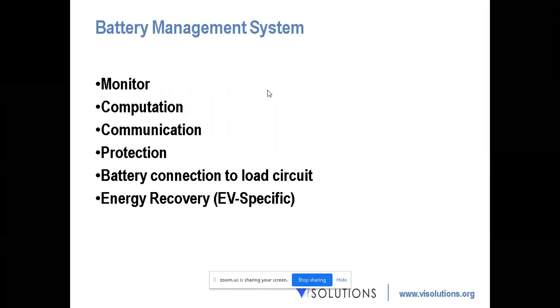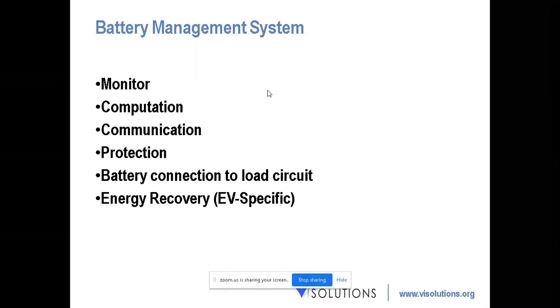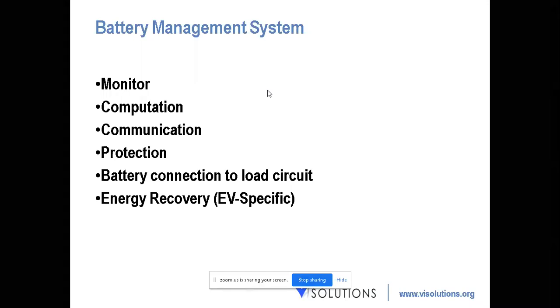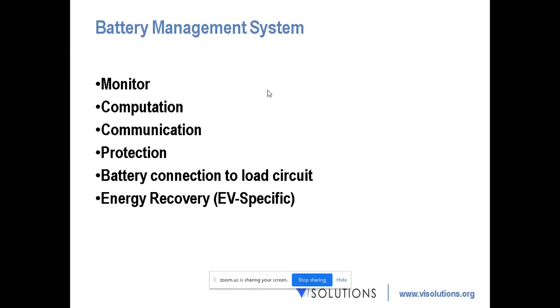So what are the things your battery management system should have? It's going to do monitoring, computation, communication. That's what we are talking about. And of course, a protection system. Then the on and off, the disconnection and the connection to a load circuit. The load circuit will typically be a motor in case of an electric vehicle, or it's going to be the actual load if you're going to do it for an inverter. And if you're going to work for EV, it's going to be mostly focused on energy recovery.